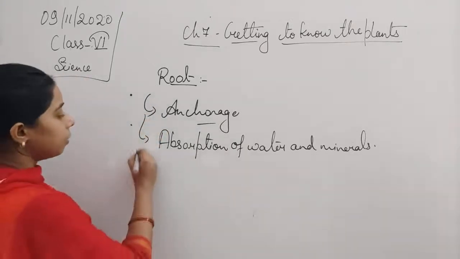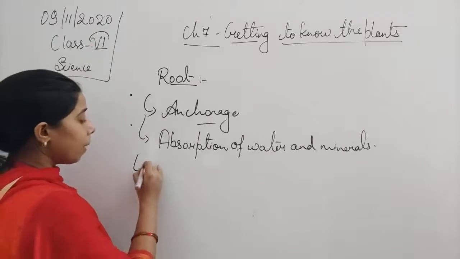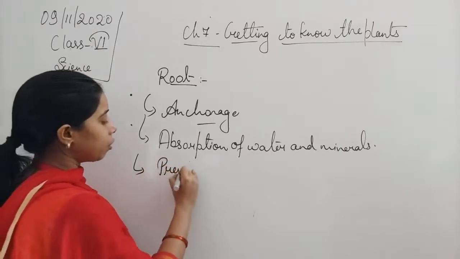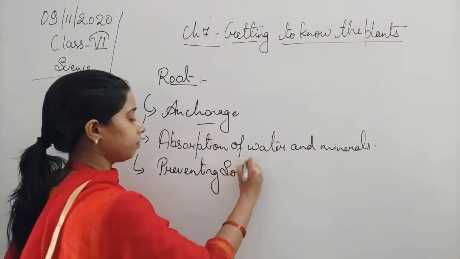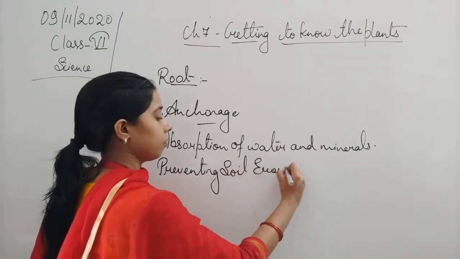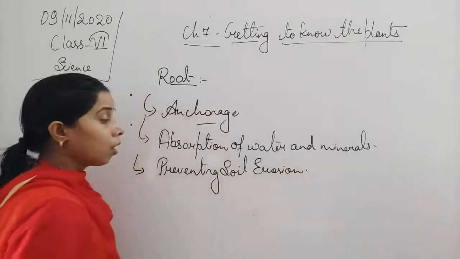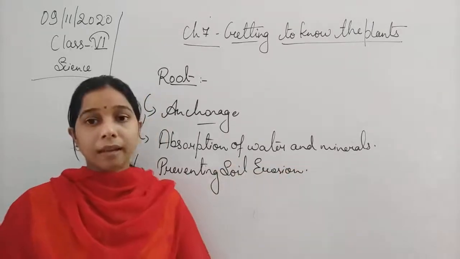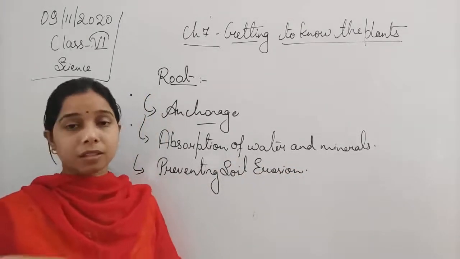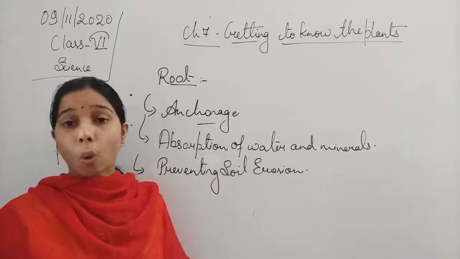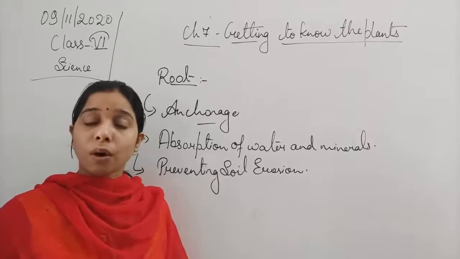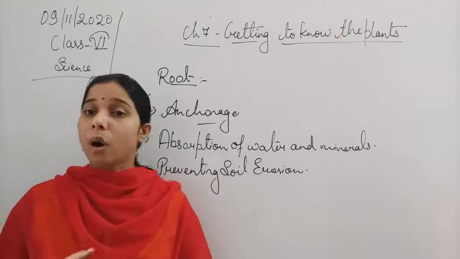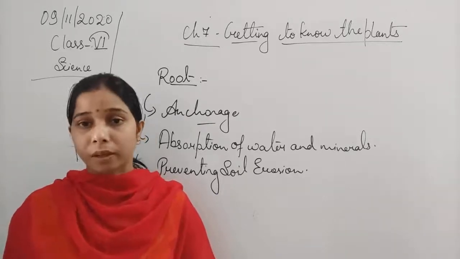If we talk about the third one, students, it helps in preventing soil erosion. The role of the root hair is that it helps in firmly attaching, and it basically helps in holding the soil. So when it holds the soil, ultimately it also helps to prevent soil erosion.